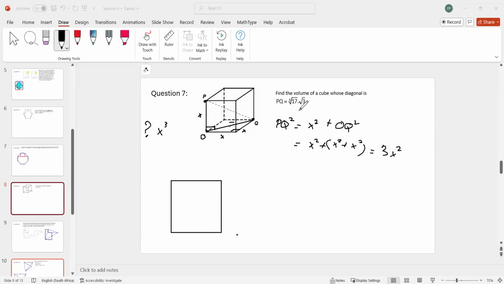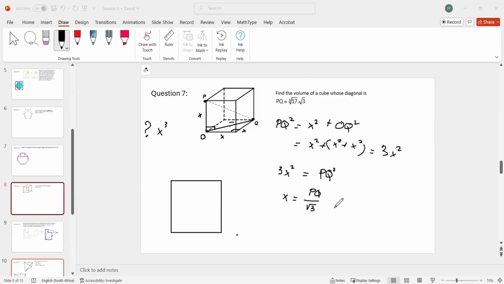PQ squared is this, but PQ is given. Now you've got 3x squared equals PQ squared. And I'm looking for a cube here. Okay, if I want, I can work out x first. So x squared is PQ squared divided by 3, so x is PQ over square root of 3.